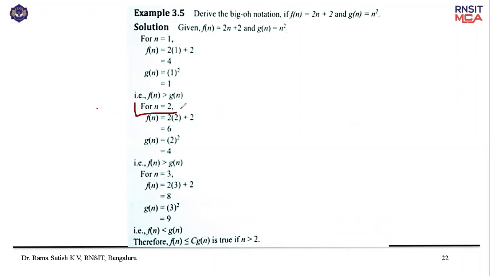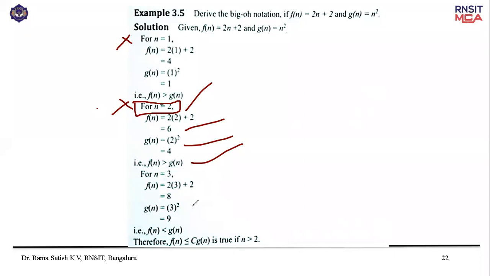Now for n is equal to 2, f of n is equal to 2 times 2, that is 4 plus 2, 6, and g of n is equal to 2 square, so that is 4. So in this case also f of n is greater than g of n, so we have to omit it. For n is equal to 1 also we have to remove it, and n is equal to 2 also it is not working.